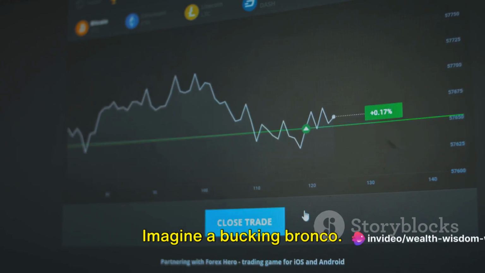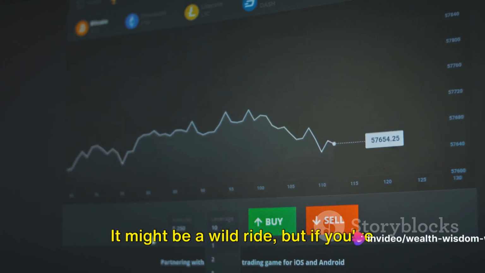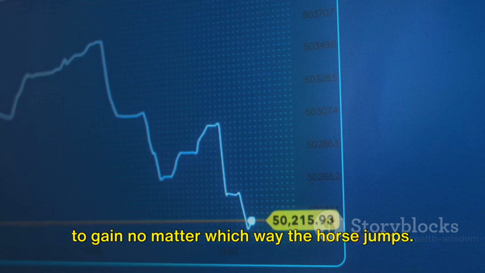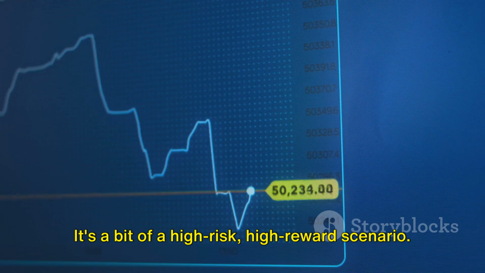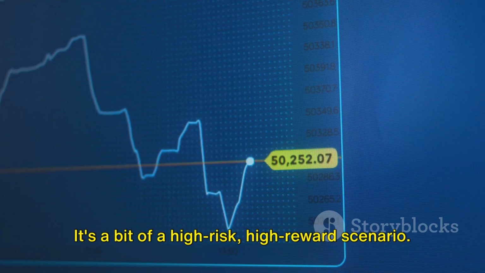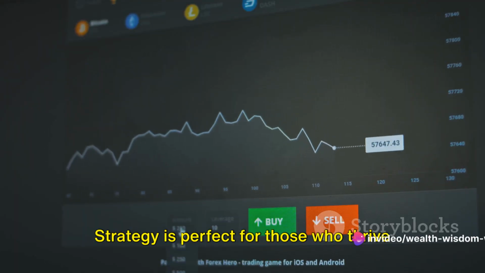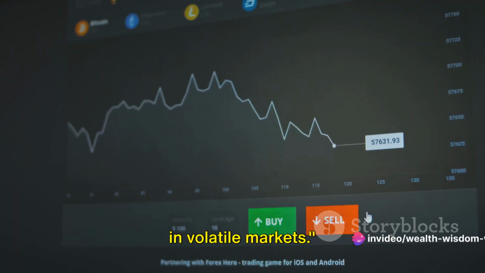Imagine a bucking bronco. It might be a wild ride, but if you've got a firm grip on both reins, you stand to gain no matter which way the horse jumps. It's a bit of a high-risk, high-reward scenario, so buckle up, traders. The straddle strategy is perfect for those who thrive in volatile markets.